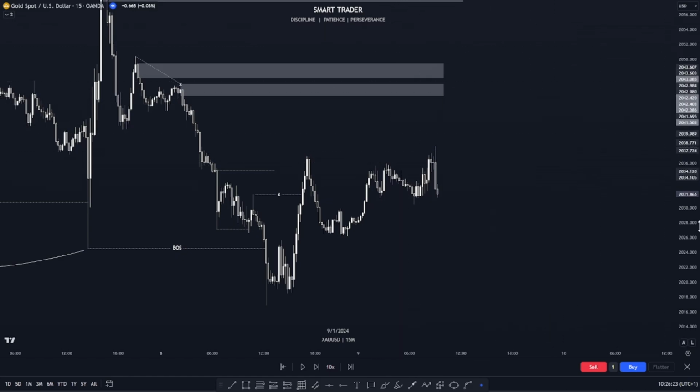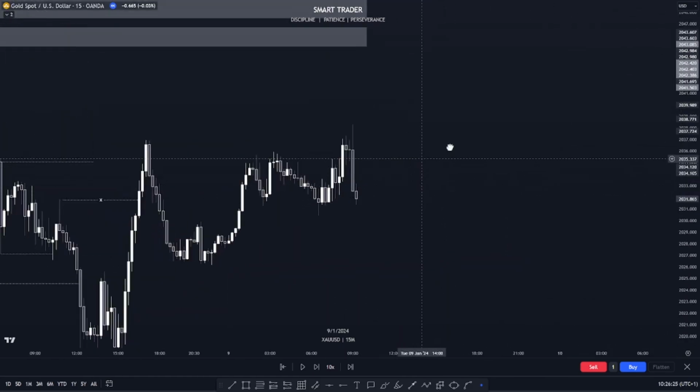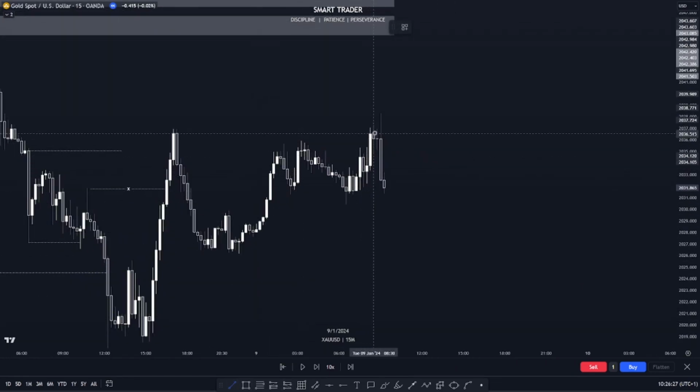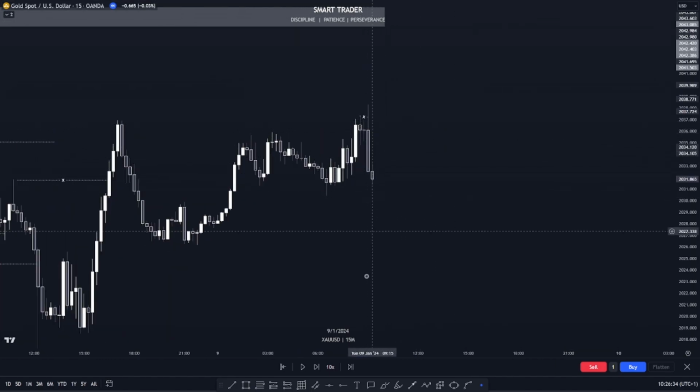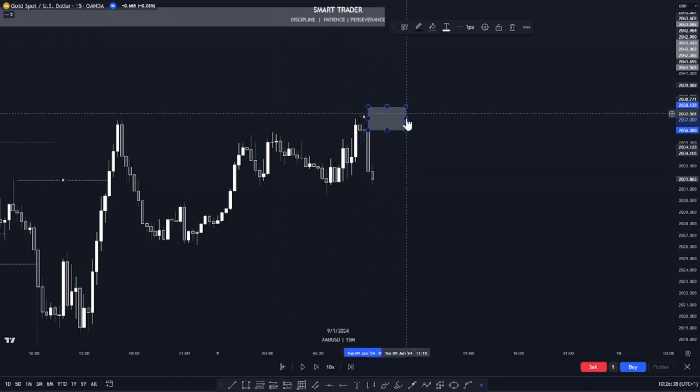So here I found a single candle order block. This wick, the shadow here, can be used as a single candle order block. Why? Because it has cleared liquidity of this previous structure right here. So we can mark this structure as a single candle order block.